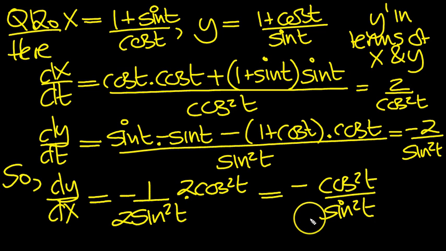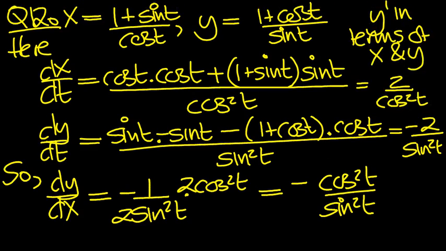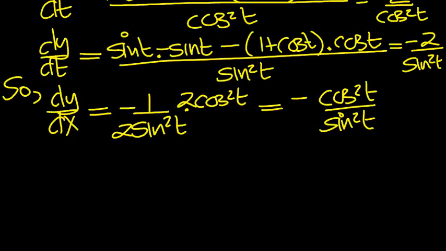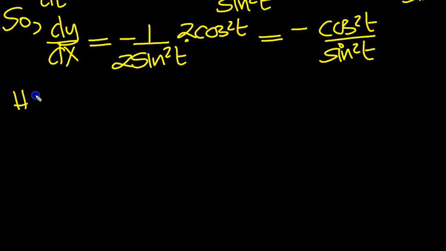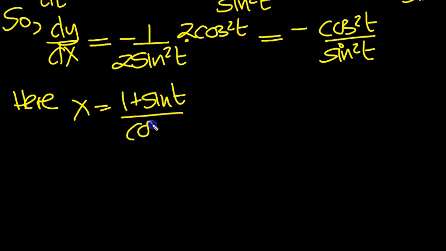Okay, so what have we got here then? Well, we need a cos and a sine, and we've got these things here. Now the property here, which is quite an interesting property, is you take the x, 1 plus sine t over cos t. Here, x is equal to 1 plus sine t over cos t, wasn't it? So let's add them up together.